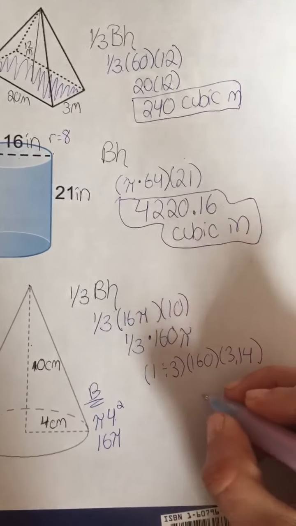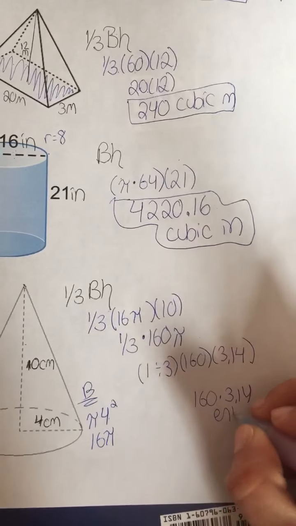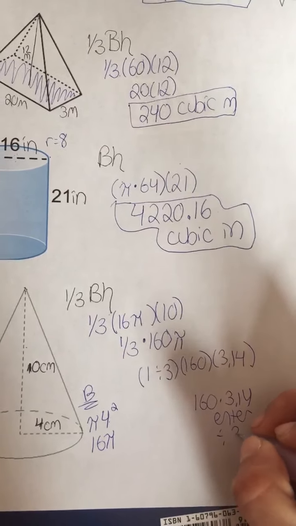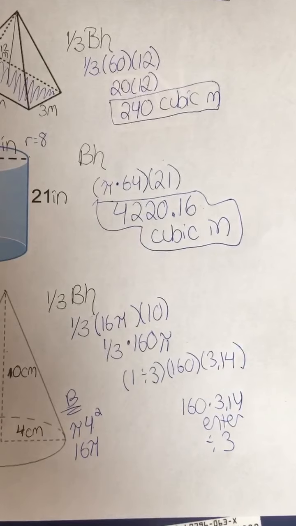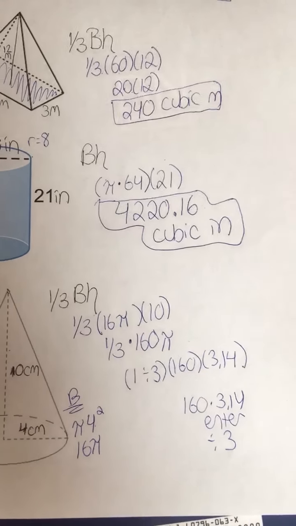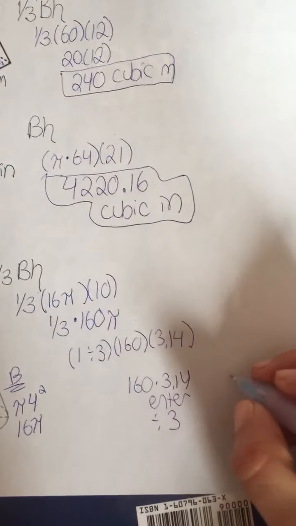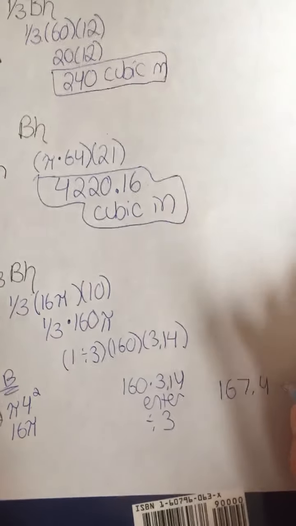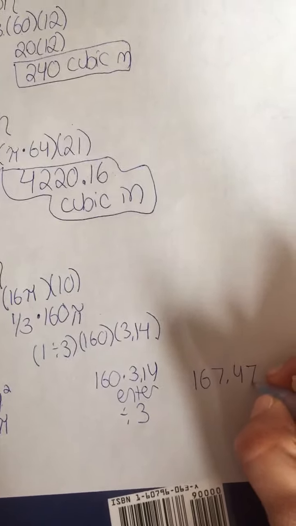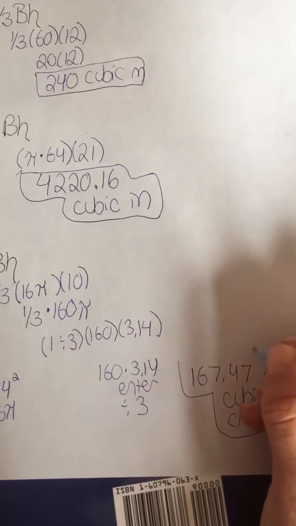You could also put this in your calculator by doing 160 times 3.14, hit enter, and then divide that number by 3. That's the way I'm going to go about it, but it doesn't matter, whatever you choose, as long as you're using the correct order of operations. And this one, the final answer, you would have to round. You can go to the nearest tenth or hundredth, it's fine. So let's say 167.4, it's like 6 repeating, so I'm just going to say 7, and this one would be cubic centimeters.